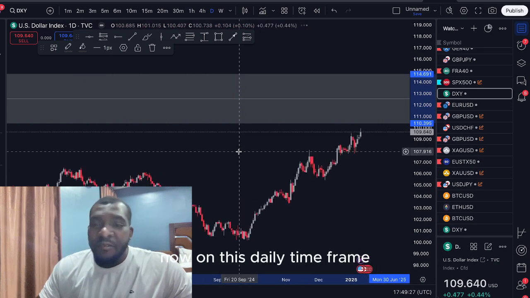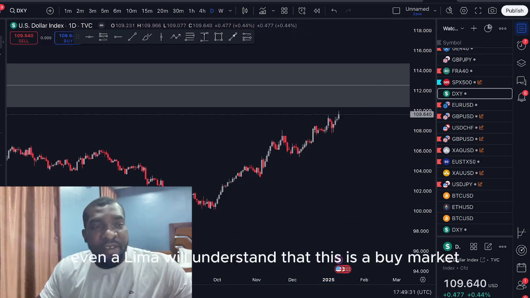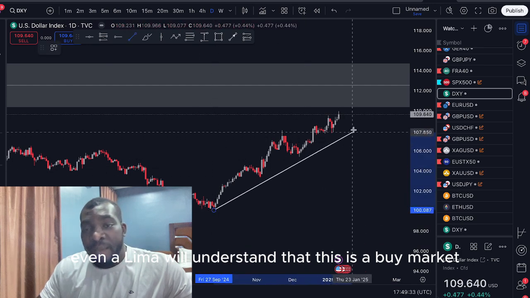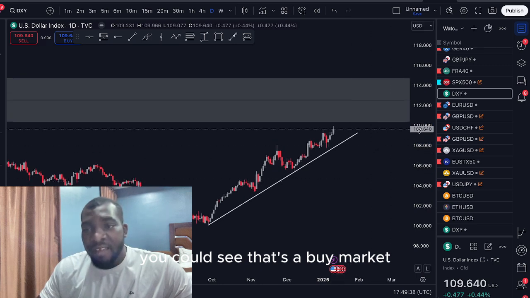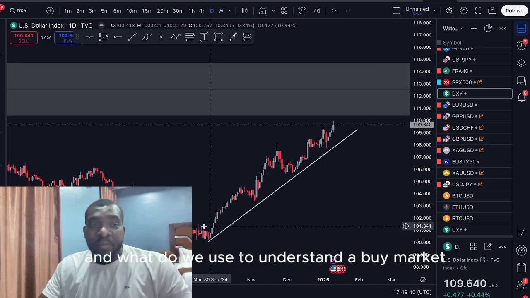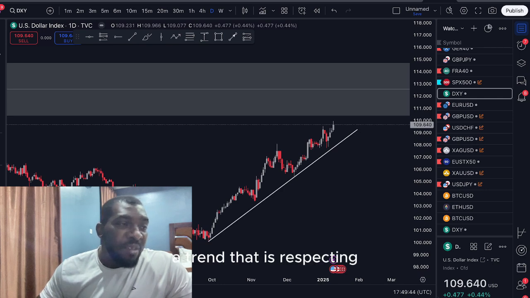Now on this daily time frame, you can see that we are still currently in a buy market. Clearly, even a layman will understand that this is a buy market. Even with your trend line, you can see that it's a buy market. And what do we use to understand a buy market? A buy market is where we have a trend that is respecting the Dow theory.